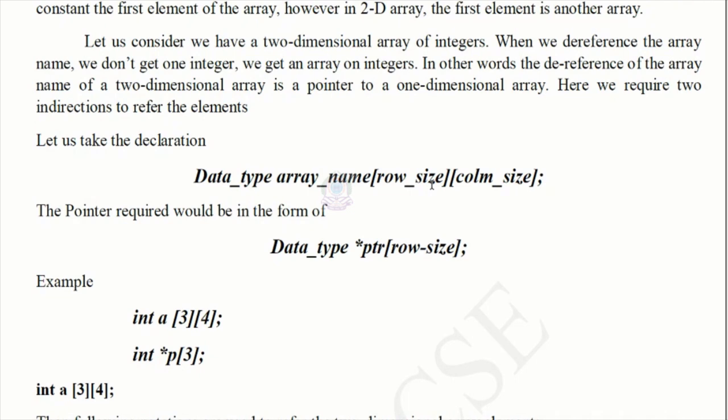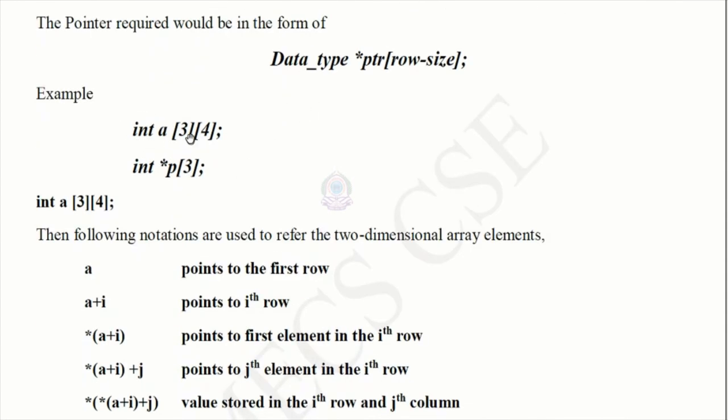We can increment for the column, but we cannot increment for the row. That's the reason we have to declare as many pointers as the number of rows. How many pointers will be created here? Three pointers will be created: *p[3], that means p[0], p[1], p[2].